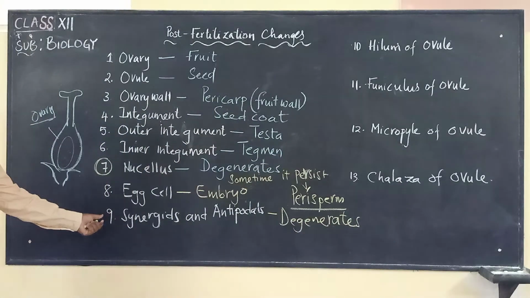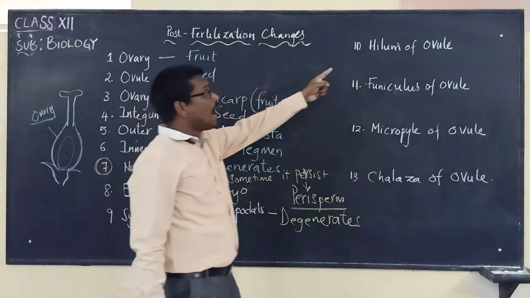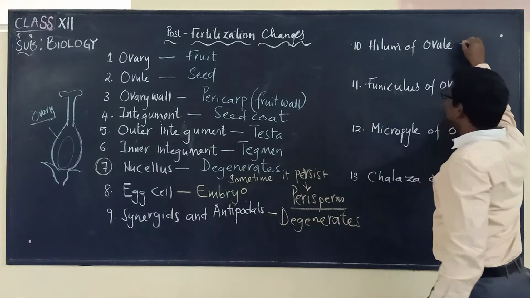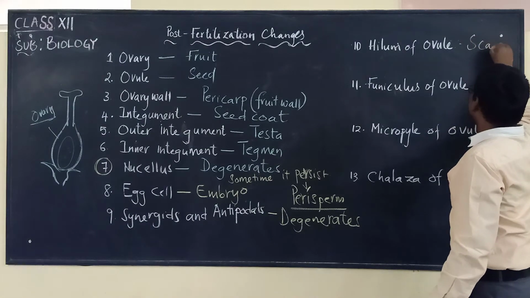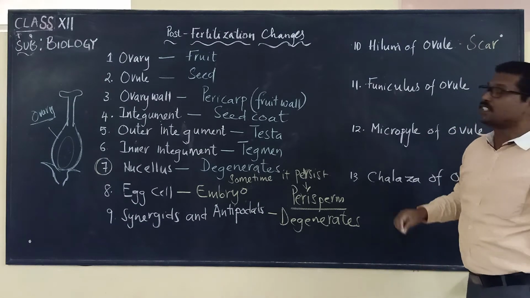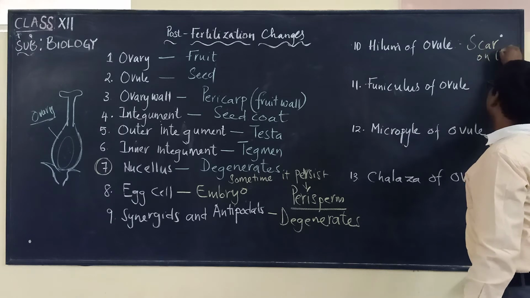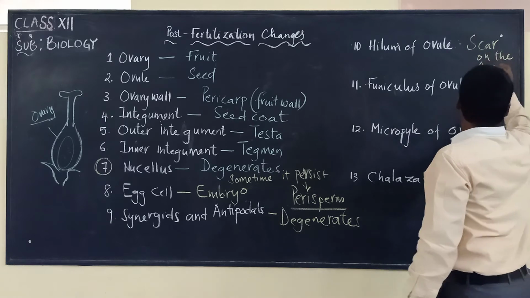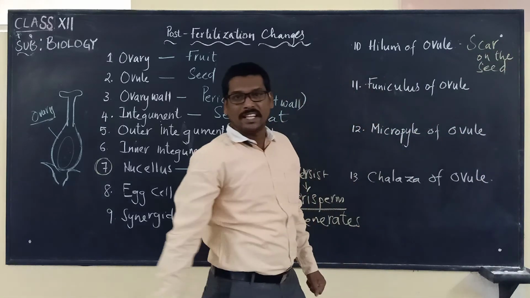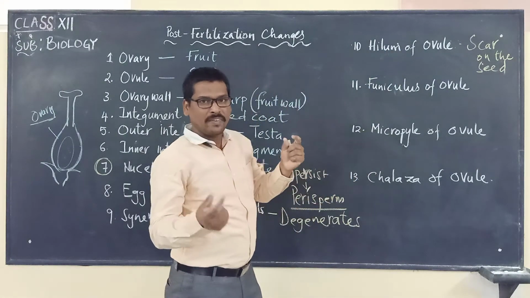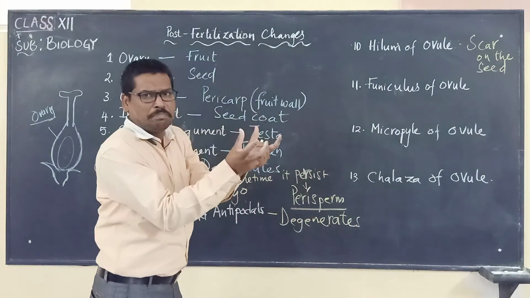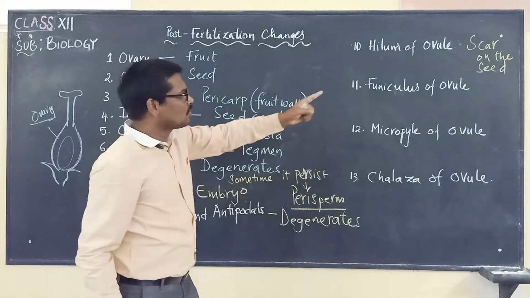And now the hilum of the ovule will be present as a small scar on the seed. It is present as what? Scar on the seed. Hilum of the ovule. Hilum means what? The point where the funicle will attach to the main body of the ovule. That is called as what?